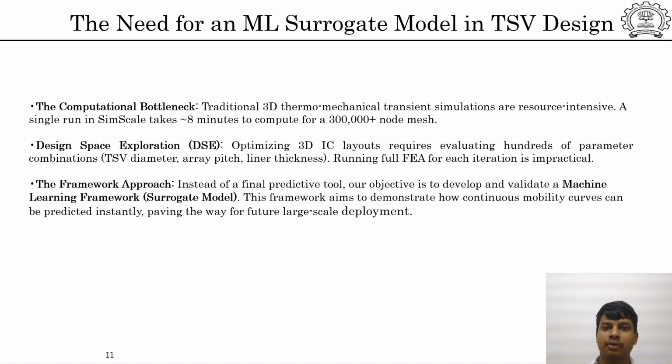This physics-assisted ML, the surrogate kind of model, can be helpful in design space exploration. Optimizing 3D IC layouts requires evaluation of hundreds of parameters like TSV diameter, array pitch, liner thickness, etc. So full FEA analysis for each iteration is impractical, and this approach can be helpful for that. We'll be demonstrating the framework approach: how we can implement this surrogate machine learning framework to instantly predict the behavior of mobility change.